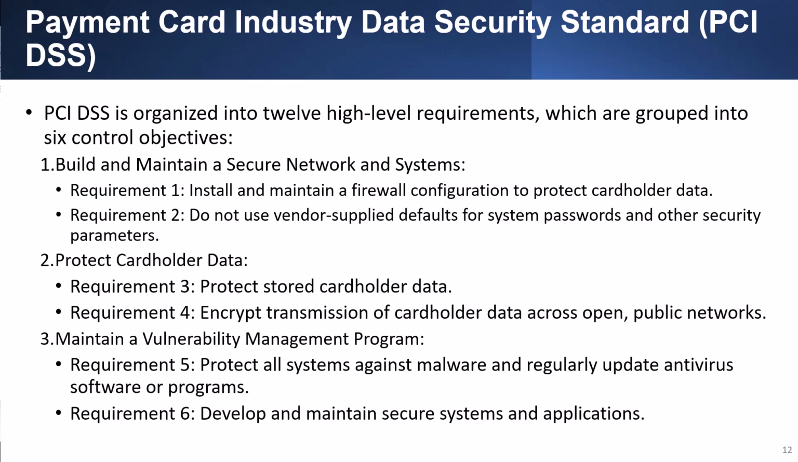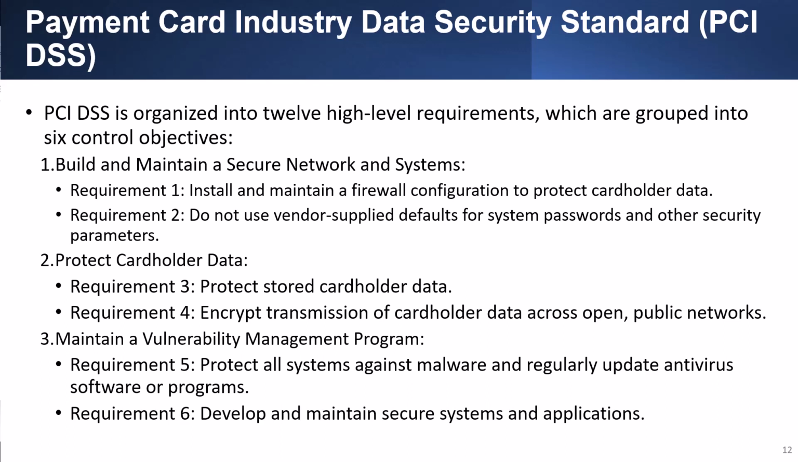PCI DSS is organized into 12 high-level requirements, which are grouped into 6 control objectives. Build and maintain a secure network and systems. Requirement 1, install and maintain a firewall configuration to protect cardholder data. Requirement 2, do not use vendor-supplied defaults for system passwords and other security parameters. Protect cardholder data. Requirement 3, protect stored cardholder data. Requirement 4, encrypt transmissions of cardholder data across open public networks.